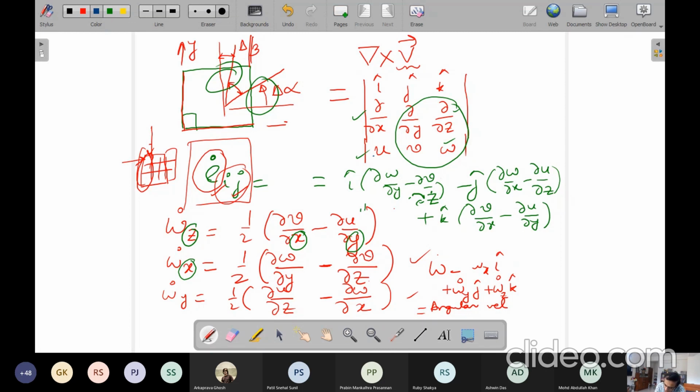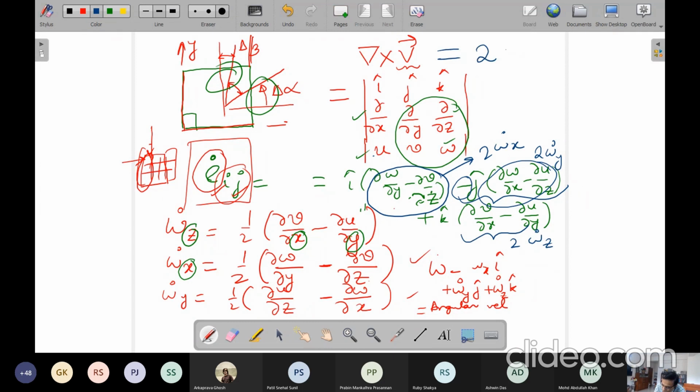So this is twice of angular velocity along x. Similarly, with this absorbed minus sign and this one, this will be twice of angular velocity along y, and this will be twice of angular velocity along z. So, summarily, you can say that this is nothing but 2 into the angular velocity vector.